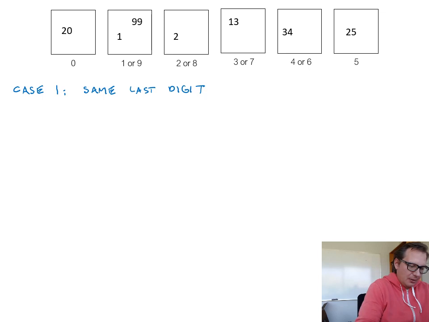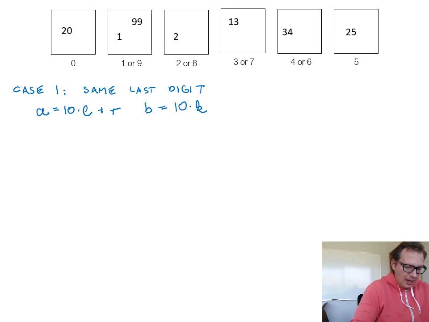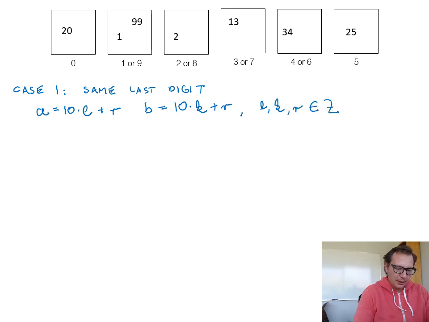we'll have one number of the form, let's say A is equal to 10 times L plus R, and the other one, let's call it B, is going to be equal to 10 times K plus R. So both of them have the remainder when they're divided by 10 of R, because they have the same last digit. And here L, K, and R are all elements of Z.